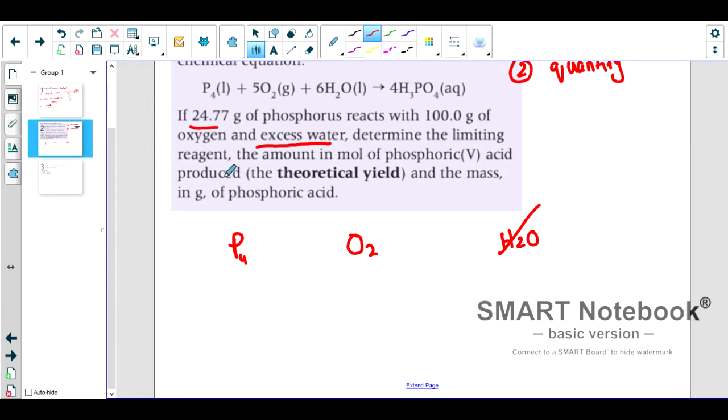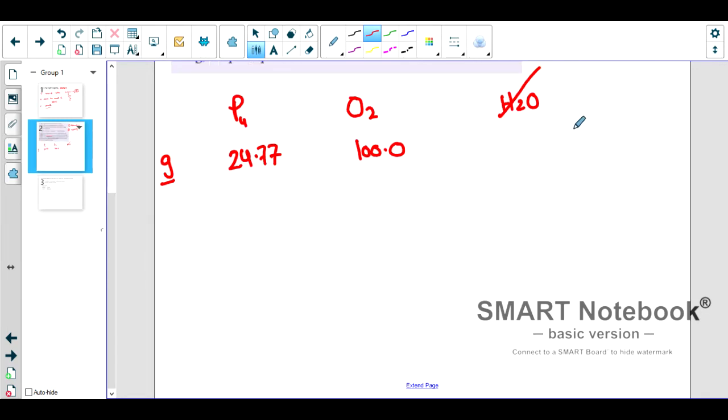First thing, the quantity which is given to you is in grams. What we need is to convert it into moles. And how can we do it? Again, we can use the formula: given mass over molar mass. So we have 24.77. n is the symbol for moles. Now we need the masses of phosphorus and oxygen, which we can get from the periodic table.